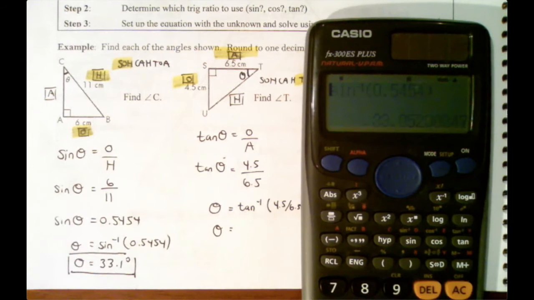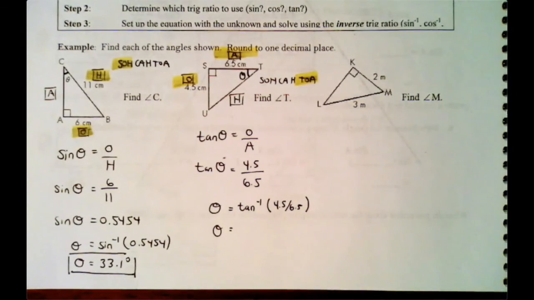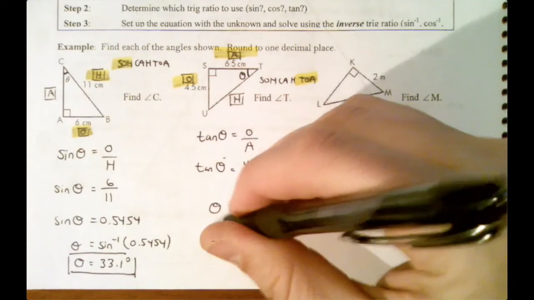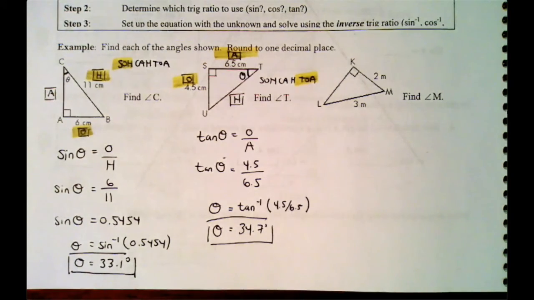Just watch. Second tan, 4.5 divided by 6.5, close bracket. It's really important to use the bracket around the division, hit equals, and our calculator does all the work for us, and we get 34.7. Up to you what method you want to try. If you like getting the decimal first and then doing the inverse, that's fine. If you want to skip the decimal step, you can do that as well, and you'll get the right answer.